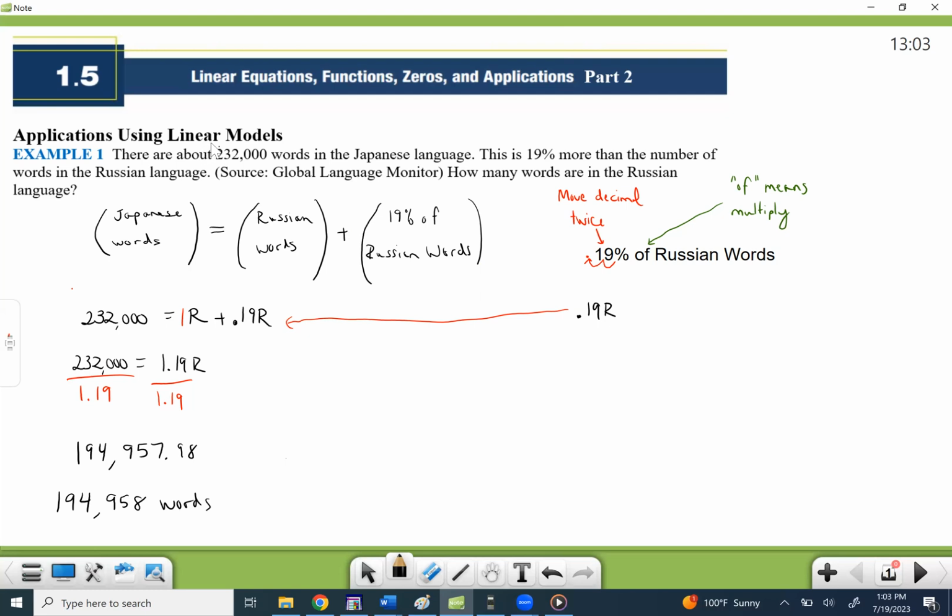Did you guys see this? There are about. So that's not even accurate, the 232. So we don't need precision on our accuracy here. All right, there are about 194,958 words in the Russian language.